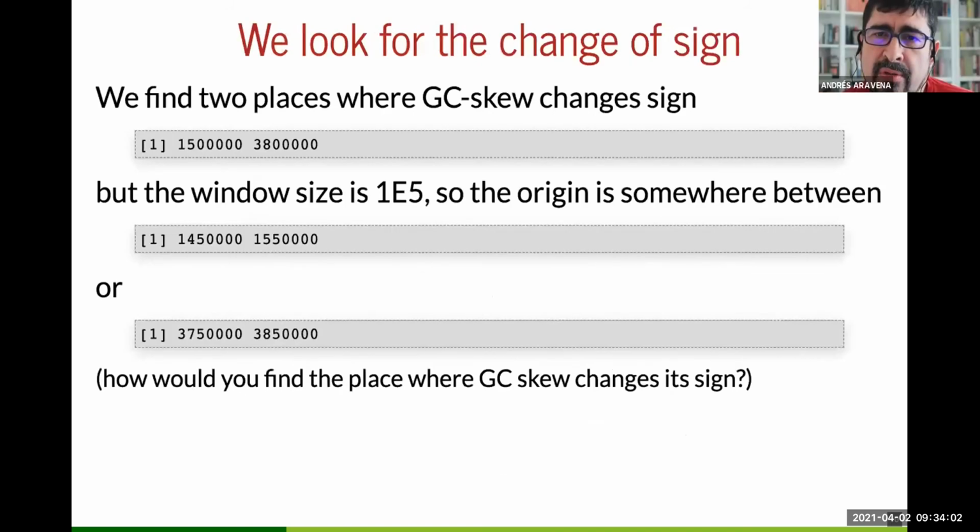There are 2 problems. One is that we have to find the places where the sign changes. That is a problem in itself, which in this case was a little tricky, but we can talk about that later. It's not my point right now. The important point is that we have 100,000 as the size of the window. So the real position of the change of sign is somewhere between half before, half after. We have a margin of error. So we have a big margin of error.